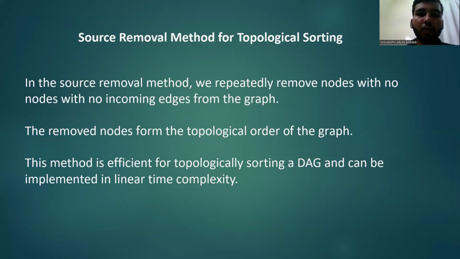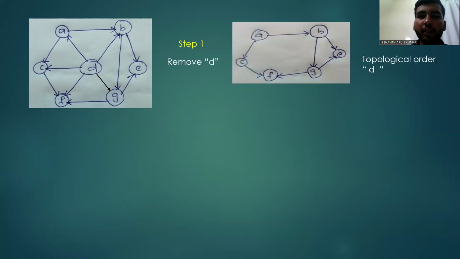Source removal method for topological sorting. In the source removal method, we repeatedly remove a node with no incoming edges from the graph. The removed node is added to the topological order of the graph. This method is efficient for topological sorting of a DAG and can be implemented in linear time complexity. This is the graph picture. First step, we remove D, and this is the graph in this step, topological order D.